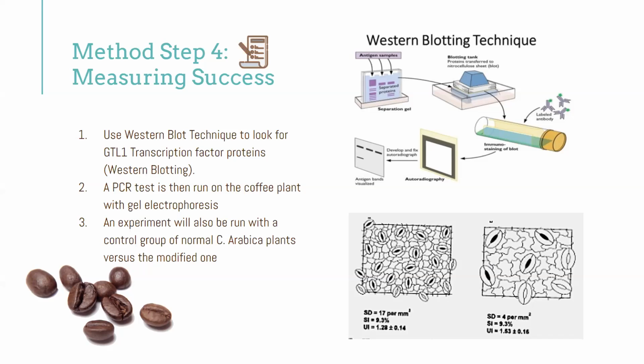If the gene is determined not to be found in the coffee's DNA, however, then we can run further trials to properly insert the gene into the coffee's DNA. Lastly, an experiment will be run with a control group of normal coffee plants versus a group of the modified coffee plants. Both will be put into a dry environment and they will be grown. Overall, the modified plant should have greater rates of success and should be able to live longer due to its less need for water.